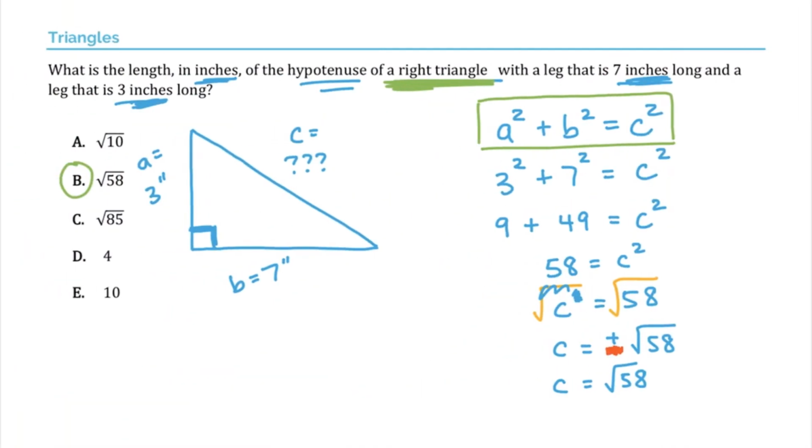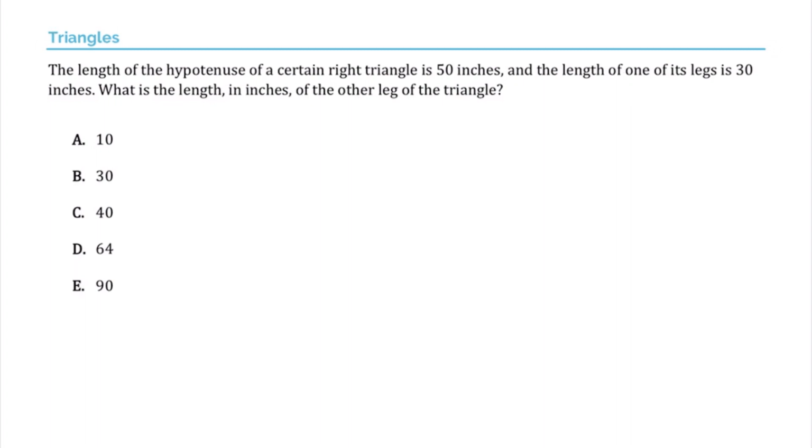Notice in this first question, they gave us a leg, and then our job was to find the hypotenuse. In this question, they're going to give us a leg and the hypotenuse, and our job is to find the other leg. So what do we have? It says the length of the hypotenuse of a certain right triangle is 50 inches. Okay, so here comes my right triangle again.